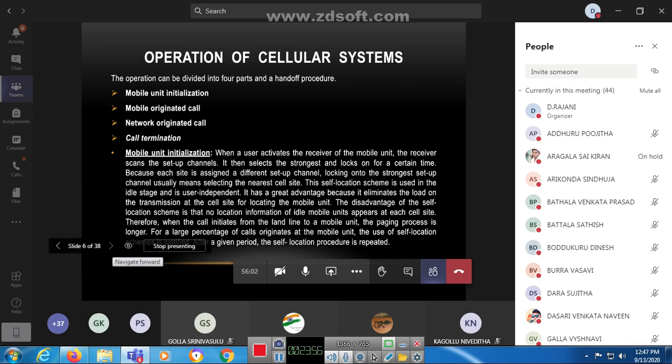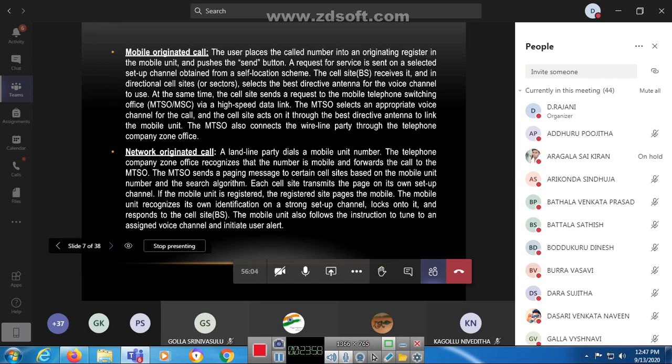Another one is the mobile originated call. For the mobile originated call, first it registers the mobile unit, then only it will transmit from the base station to the mobile station. Likewise we are using the forward voice channel, and then it receives the signal. Again it will transmit the signal. So that is the mobile originated call.